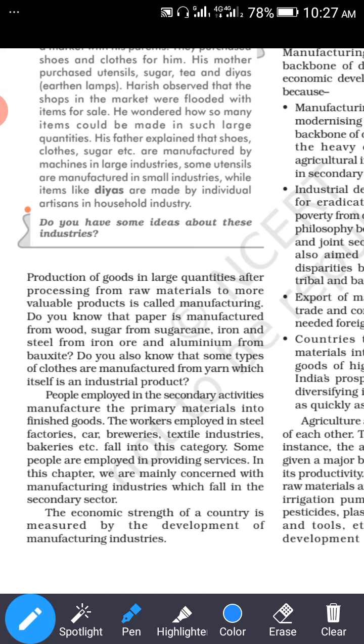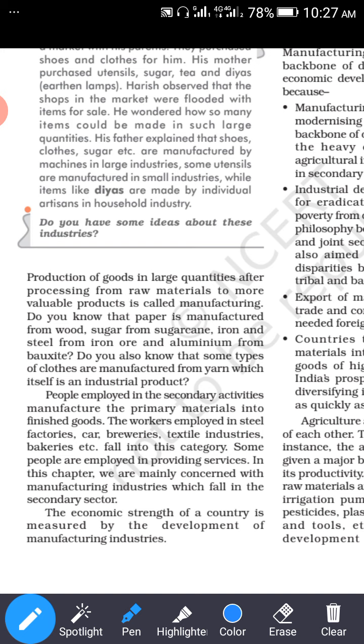You also have the idea about yarn. Yarn is very important for making clothes. And this yarn is a very important industry. But do you have the idea that yarn is itself a separate industry? But after this production of yarn, then what happens? There is the manufacturing of clothes.